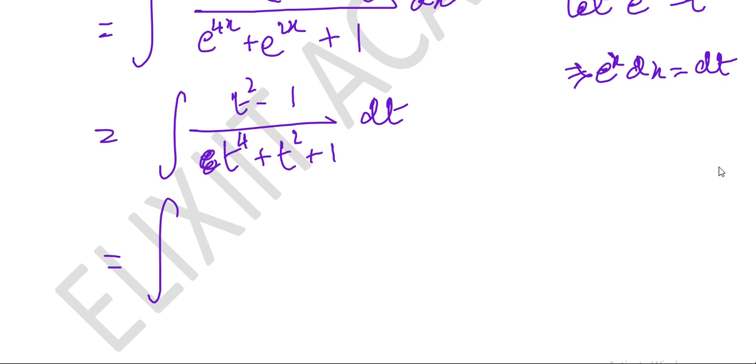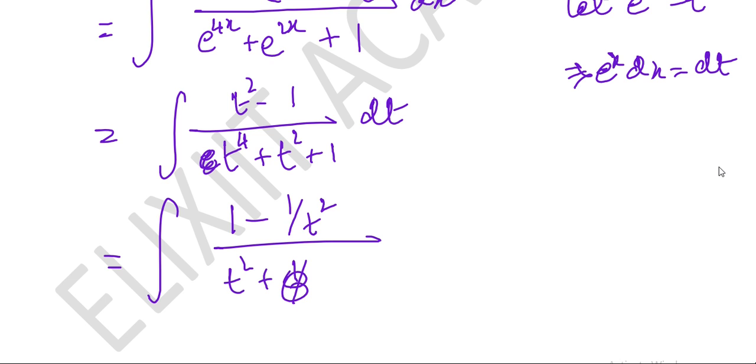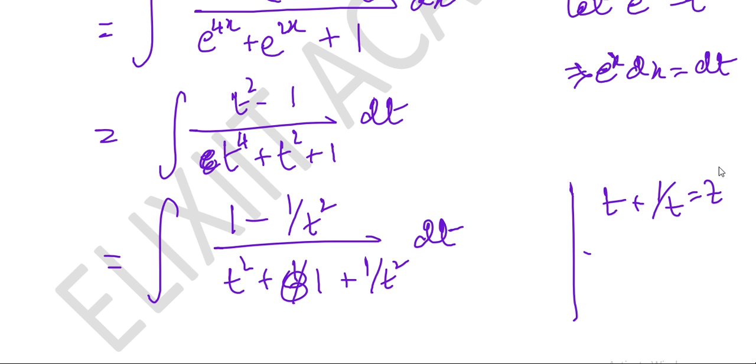Okay, so let's try out this one. This is t square minus 1. So first we have to divide this by t square. So 1 minus 1 by t square divided by t square plus 1 plus 1 by t square, dt. Now what do we have to take? We have to again take a substitution, which is t plus 1 by t as z. So 1 minus 1 by t square dt is dz.